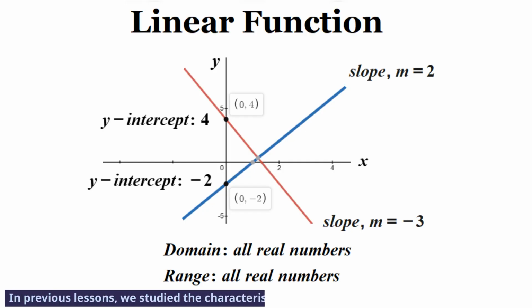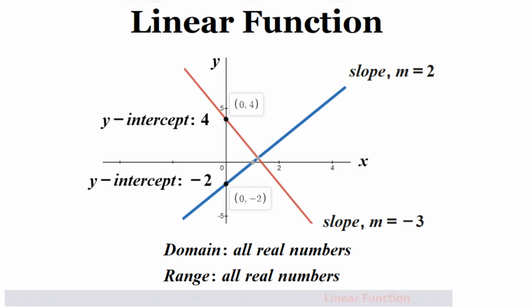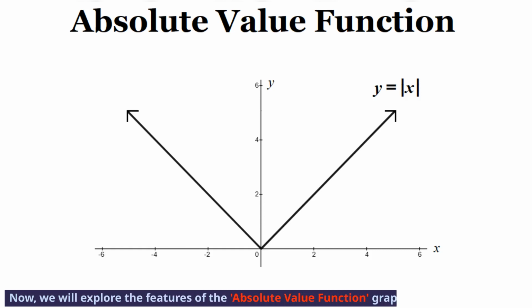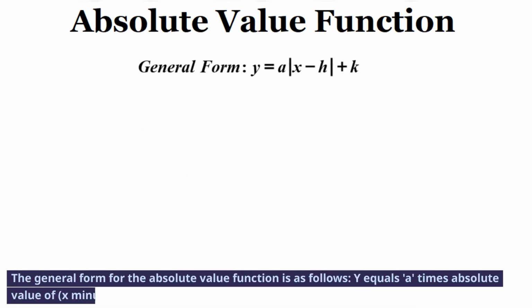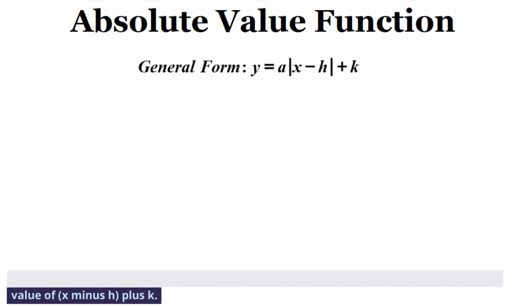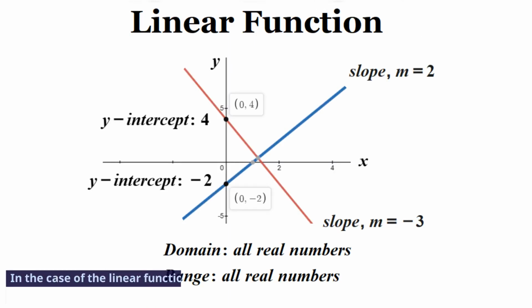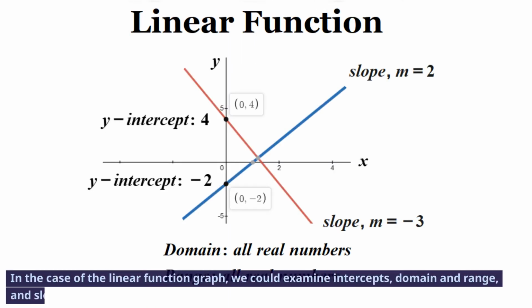In previous lessons, we studied the characteristics of the linear function graph. Now, we will explore the features of the absolute value function graph. The general form for the absolute value function is as follows: y equals a times absolute value of x minus h, plus k. In the case of the linear function graph, we could examine intercepts, domain and range, and slope.